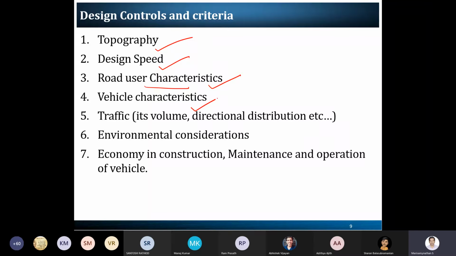The vehicle characteristics are also influencing. A two wheeler is different, an auto rickshaw is different, a commercial vehicle is different, and buses are different. So the vehicle characteristics are also influencing.